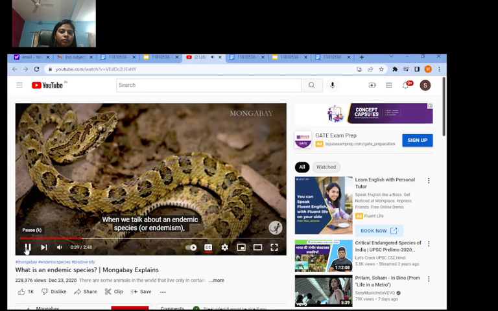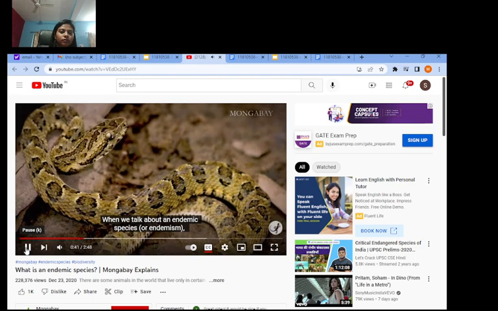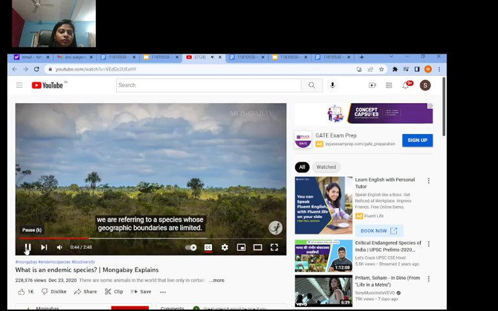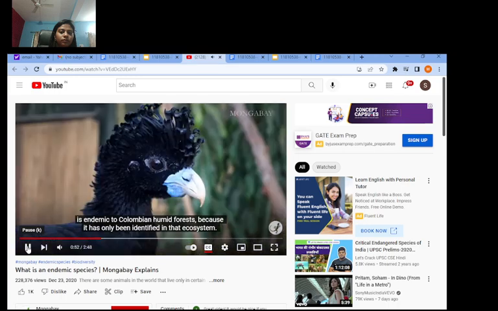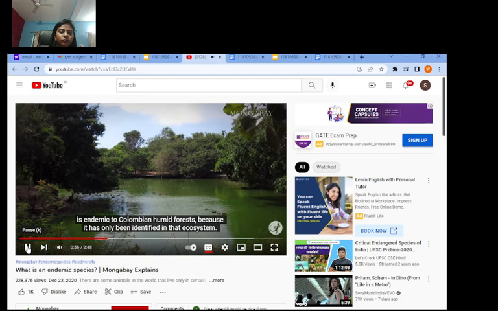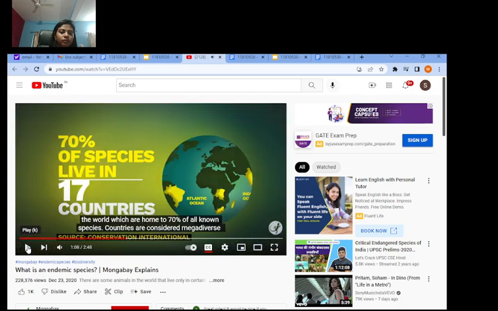When we talk about an endemic species, or endemism, we are referring to a species whose geographic boundaries are limited. It can be said, for example, that the blue-billed curassow is a bird that is endemic to Colombian humid forests because it has only been identified in that ecosystem. According to Conservation International, there are 17 mega-diverse countries in the world which are home to 70% of all known species.